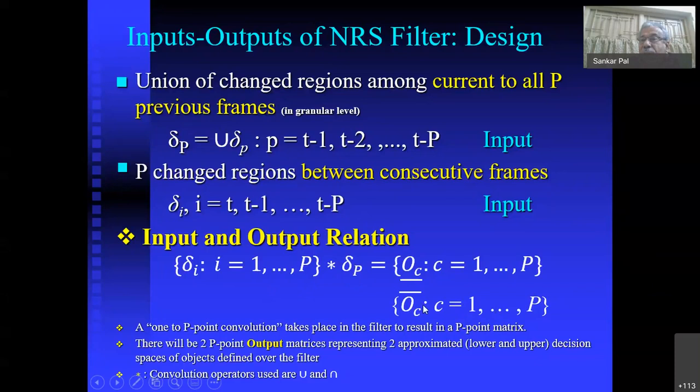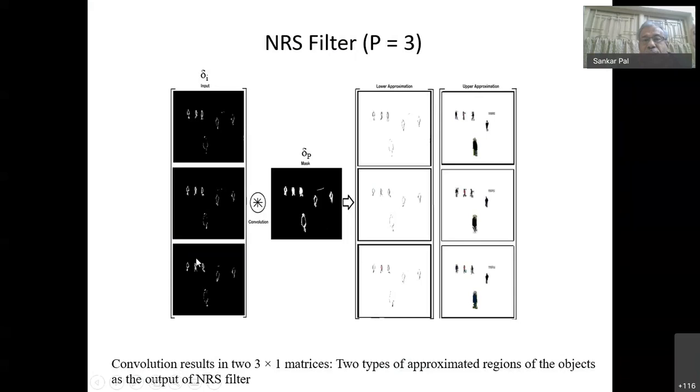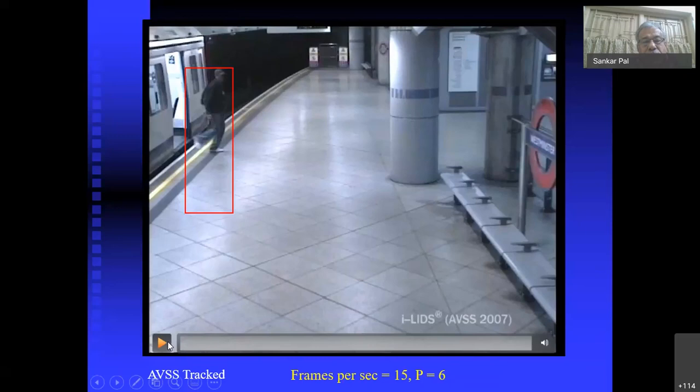And how do you get the lower? You take the intersection, you get the lower, which belongs to both object and background. And if you take the union, out of this union you take only those granules which have non-empty intersection with the lower. That's how you generate lower and upper. For example, this is a 3x3 matrix, then convolution, lower, upper. Based on this, you estimate their displacement, rate of displacement, and so on. As I mentioned, you predict in the next frame and see the tracking.